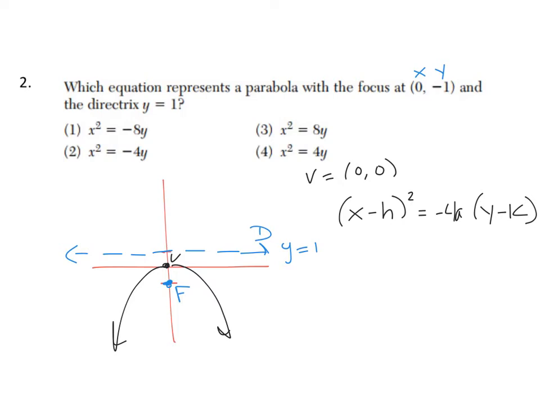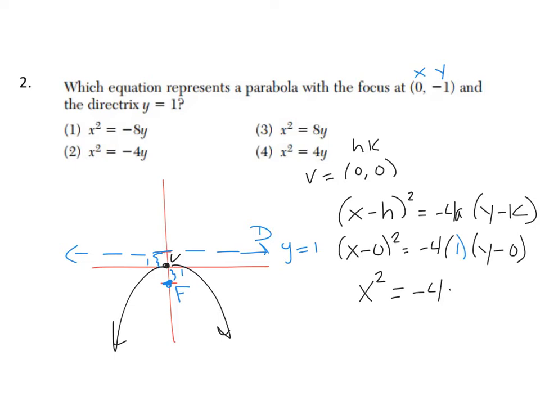H and k are the vertex, so it's going to be x minus 0 squared equals negative 4. The a value is going to be 1 in this case because the distance from here to here is 1, and there to there is also 1. So that's 1, and then y minus 0 as well. Cleaning this up, x minus 0 is just x, and then square it. Negative 4 times 1 is negative 4, and y minus 0 is just y. So if you look at this, your answer is not in y equals form. If you look at the choices, it's simply choice 2.